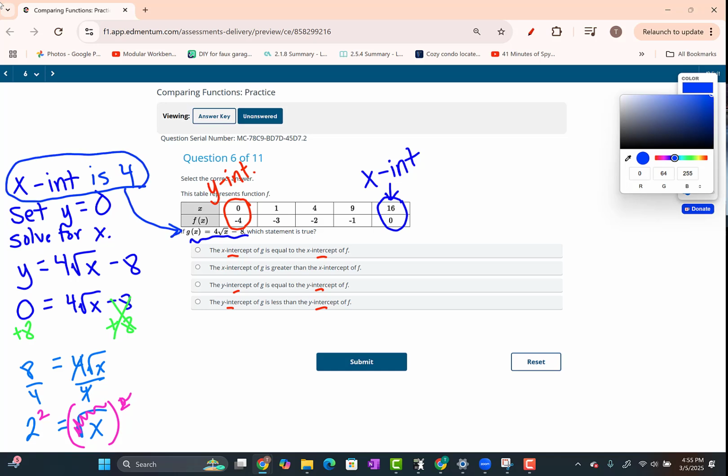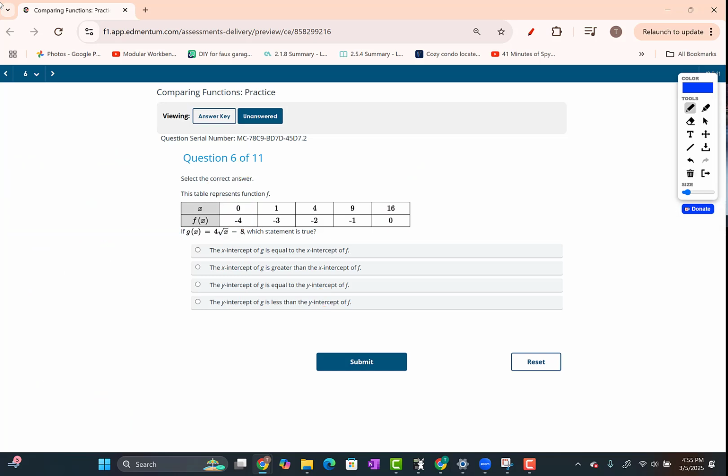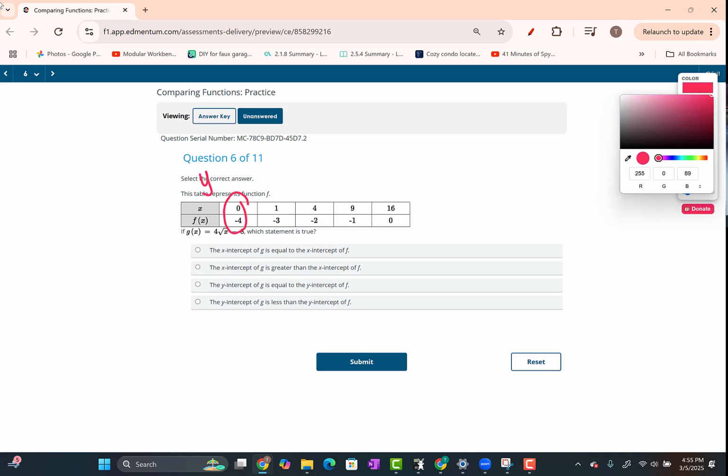for the g function. So let's go ahead and see if we can answer this one real quick. This is saying the x-intercept of g is equal to the x-intercept of f. Well, that's not true, because one is 4 and one is 16. The next one says the x-intercept of g is greater than the x-intercept of f. It's also not true, because one is 4 and one is 16. So that means we know the answer deals with our y-intercept.